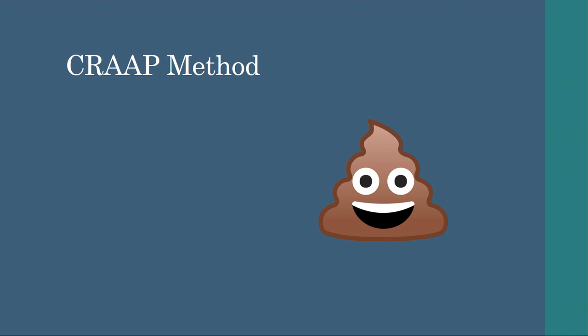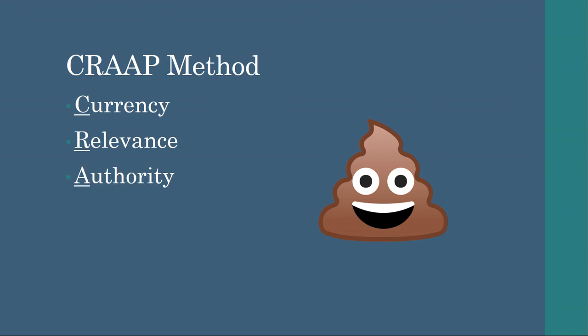In this video, we are going to learn about the CRAP method of source evaluation. If you don't like that word, you could also remember it as the CARP method by rearranging the letters. The letters stand for currency, relevance, authority, accuracy, and purpose.